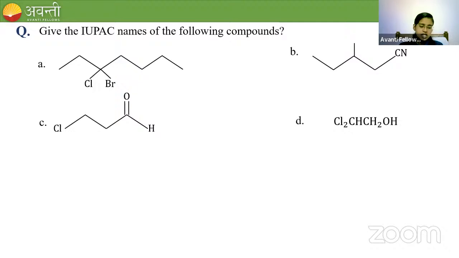Do you guys have any doubt from today's session? Today we have discussed the nomenclature of branched chain alkanes and compounds containing one functional group, more than one functional group, and the priority order. So try to revise and do this homework before you come for the next class. Clear? Any doubt?